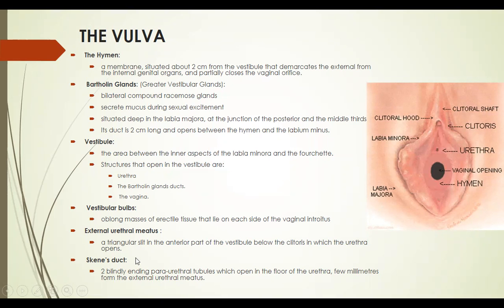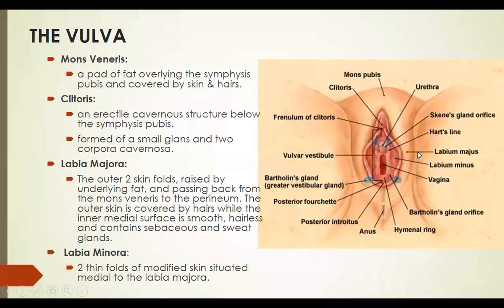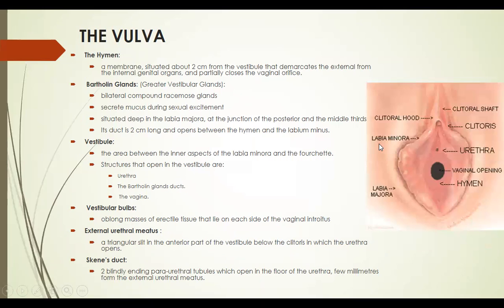Then we have these skene glands, as we saw here. These are the skene glands, which are beside the urethra. They are two blindly ending paraurethral tubes which open in the floor of the urethra a few millimeters from the external urethral meatus. So there will be small glands which will be opening here.